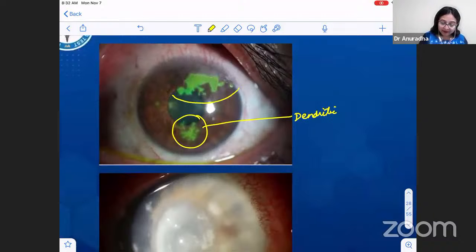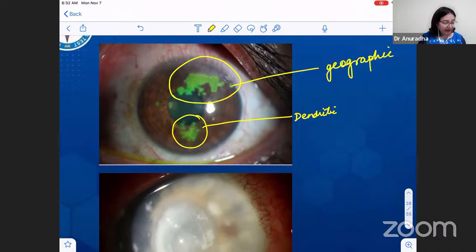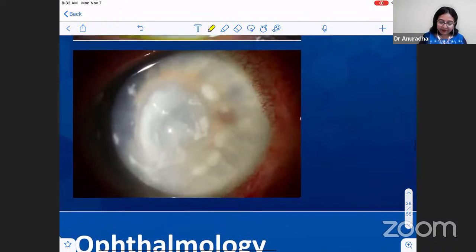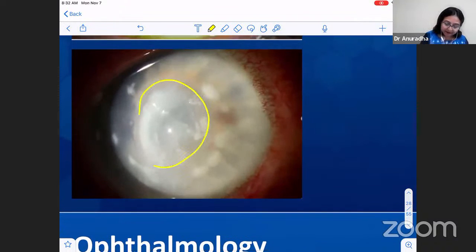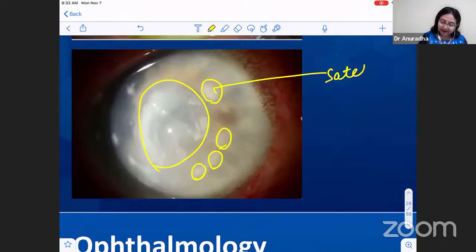And look at the upper one. This is your geographic ulcer, beta, or amoeboid ulcer. Both of these can be seen in herpes simplex viral keratitis, right? And look at this picture, beta. There is a main ulcer, and then you are seeing these satellite lesions. So if they ask you to mark this, these are the satellite lesions. And they are feature of fungal corneal ulcer, beta.